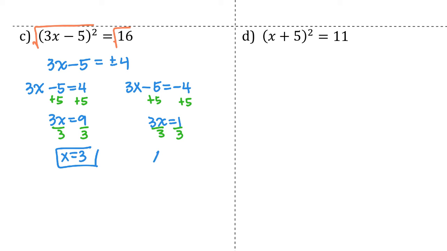So I got x is 1/3 for my other answer. So I still got two answers because it was quadratic. They just look a little different. Okay, now let's look at the next one. We're going to see what happens when we cannot square root it. It's irrational. Okay, but my step is the same.